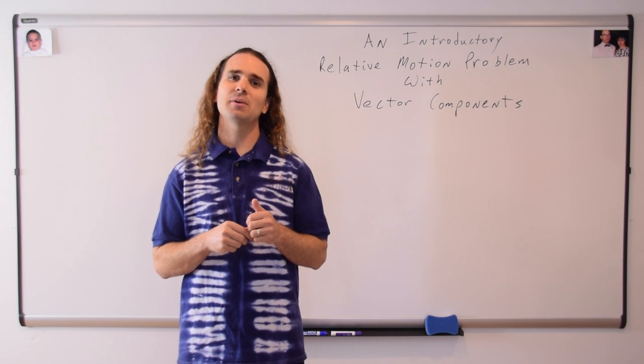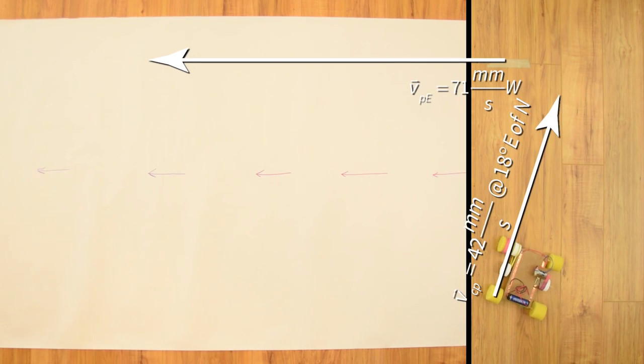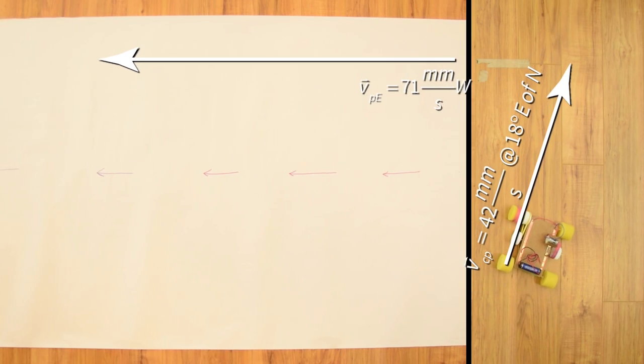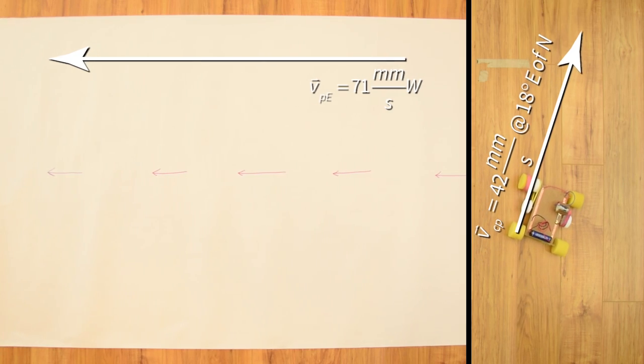Good morning. Today we are going to extend our understanding of relative motion by including a vector that is not in one of the cardinal directions.